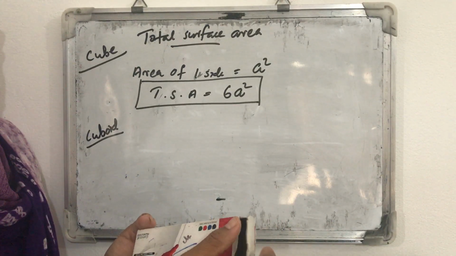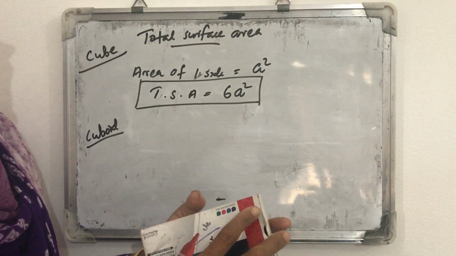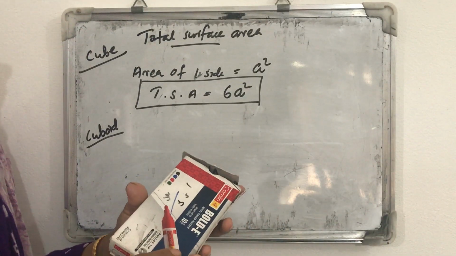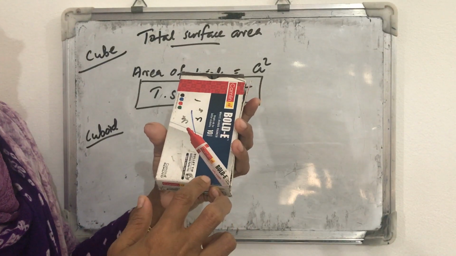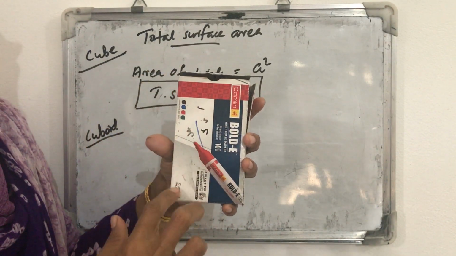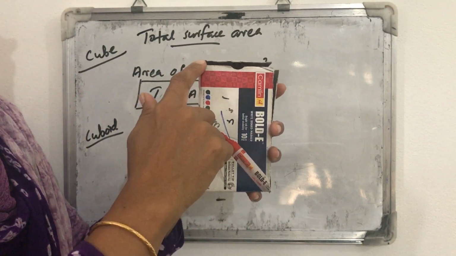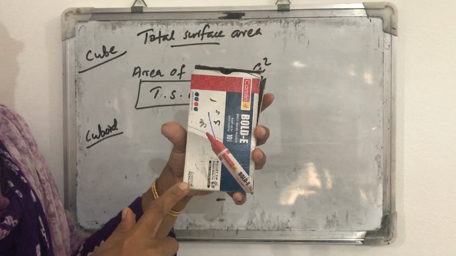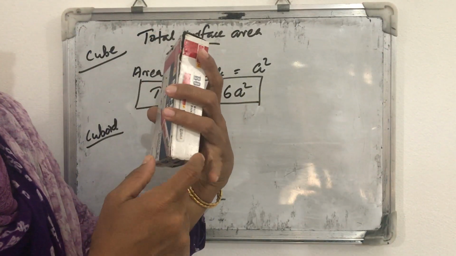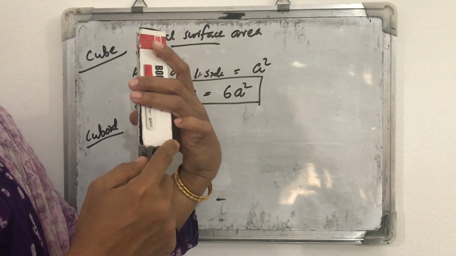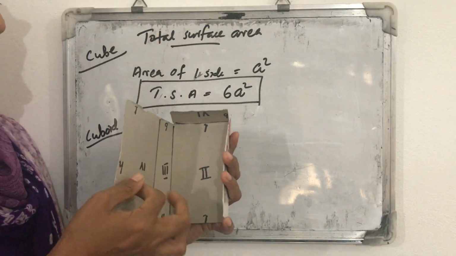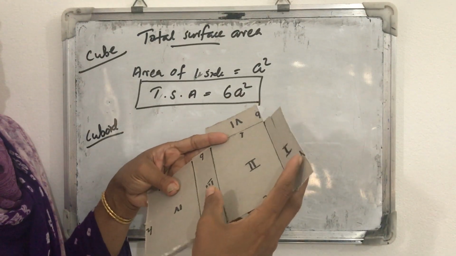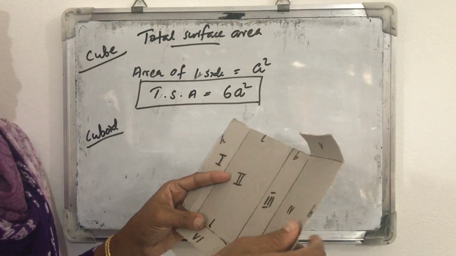Now suppose for this cuboid, take the length of this box as L, and take the height of this cuboid, the distance from here to here, as H, and this part is the breadth of this cuboid, which we can represent as B. Now when we open this cuboid, we will get it like this. How many total rectangles are there?